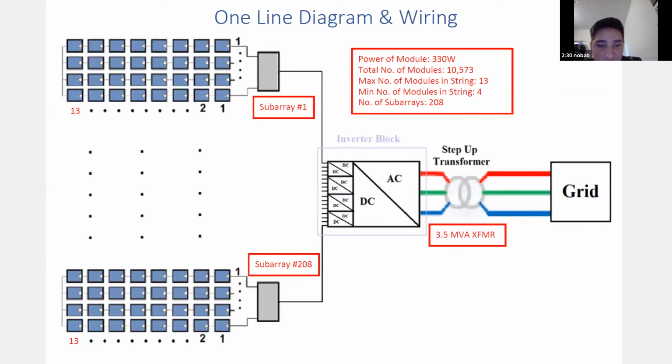Here's our system single line diagram. We have a total of 208 string inverters, which will each have its own subarray. Each subarray will have a maximum of 13 and a minimum of 4 modules per string. The conduits will branch out from each inverter and be embedded in the soil, leading to the main distribution line to provide solar power to Ball State. Next slide, please.